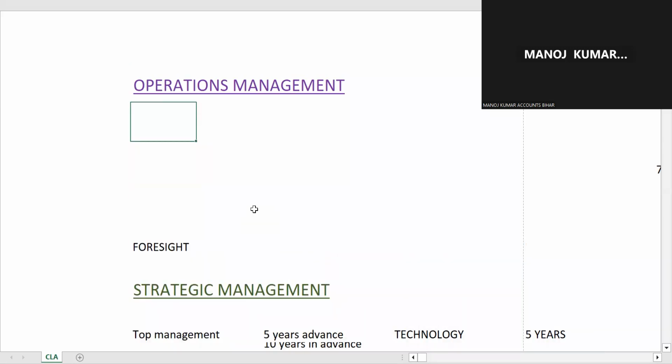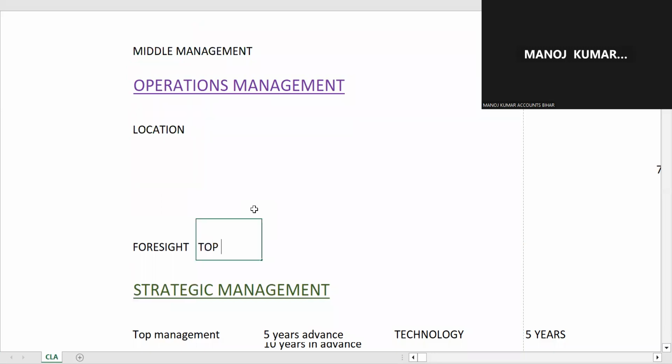Now operations management, basically it will start from the location. In which location, okay, we should start a company. So operations management will be, operations managers will be middle level managers. Okay, middle and lower level managers, right? And strategic management will be what? Top managers.